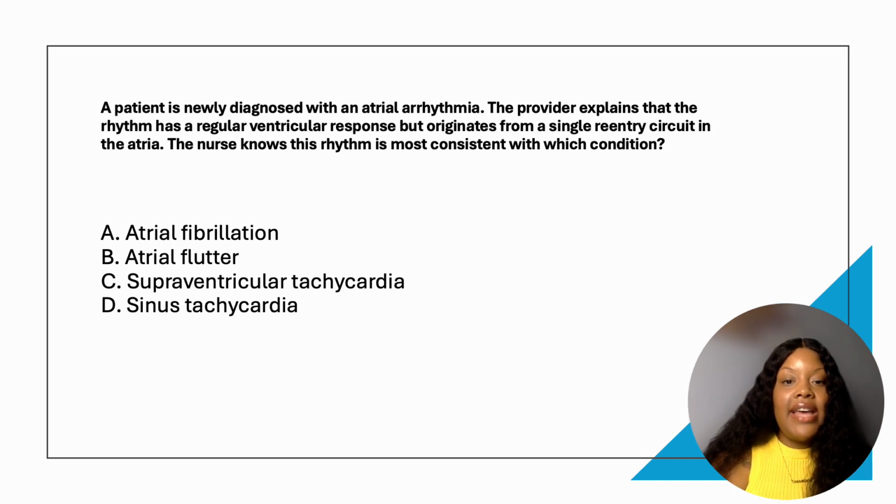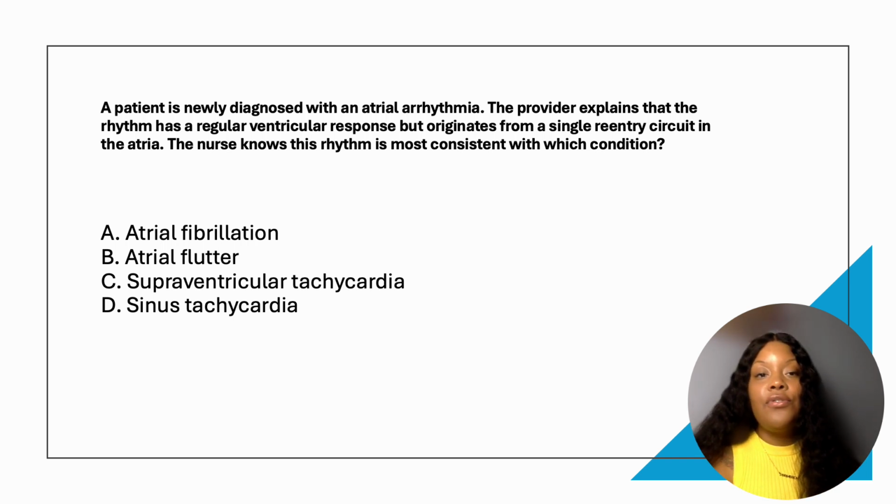A patient is newly diagnosed with an atrial arrhythmia. The provider explains that the rhythm has a regular ventricular response but originates from a single reentry current in the atria. The nurse knows that this rhythm is most consistent with which condition? Is it A, atrial fibrillation, B, atrial flutter, C, supraventricular tachycardia, or D, sinus tachycardia? So I'm going to give you some time to think about it.